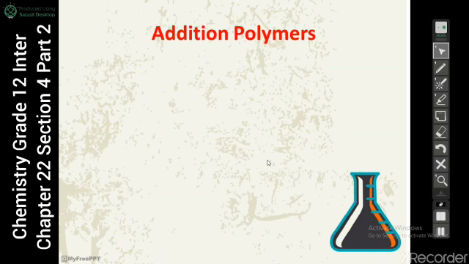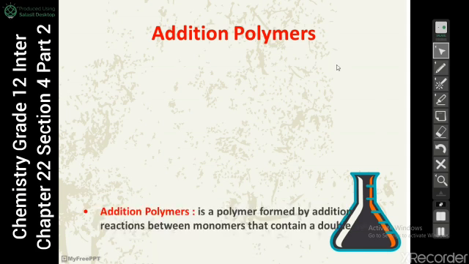So we have 2 ways to form polymers. Like we said, polymers are monomers joined together through organic reactions. So we have 2 ways to join the monomers. The first way is by an addition reaction, which makes the addition polymer.